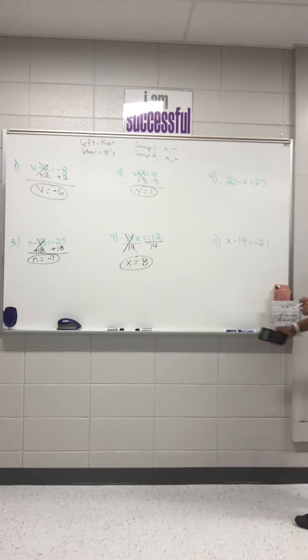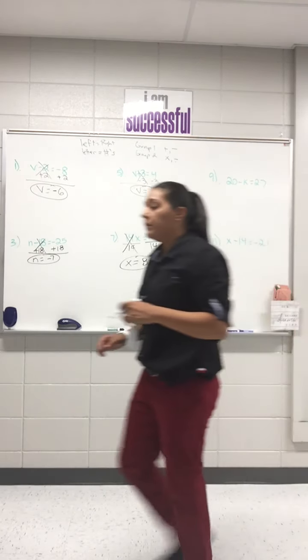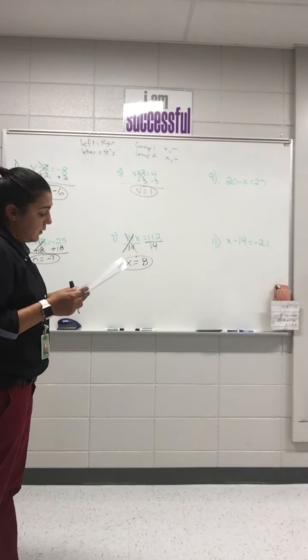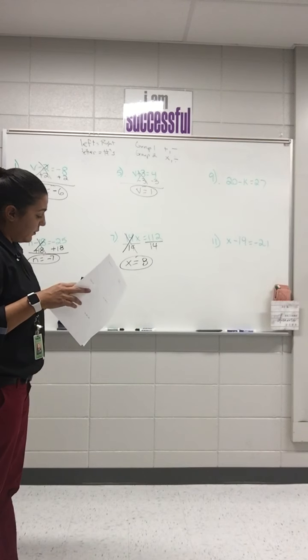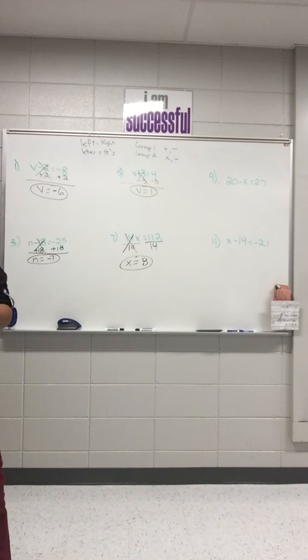Okay, number 9. Number 9 is a little bit tricky. So if you have a negative in front of the variable, those ones are a little bit different. I thought I took them all off, but apparently I didn't. Trying to make sure I don't have any. Nope. The rest of these are fine.